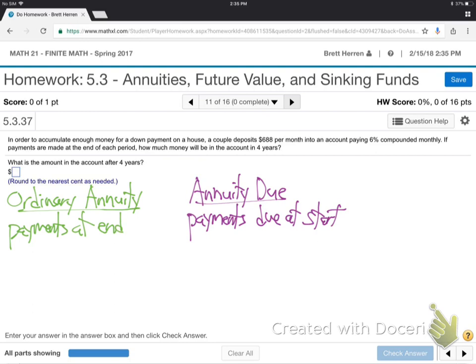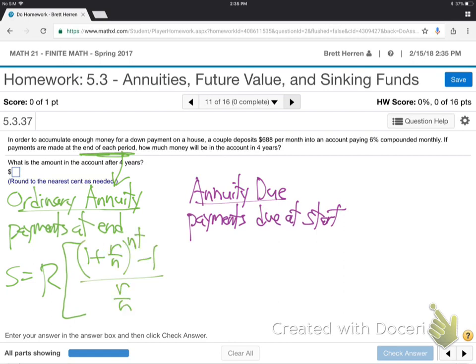Okay, so an ordinary annuity, payments at the end. Annuity due, payments due at the start. So which one is this? Ordinary. Yeah. End of each period. So it's an ordinary annuity. So you would use the ordinary annuity formula, which was the first one I gave you, right? The one that's less complex. R over N to the NT minus 1 over R over N.